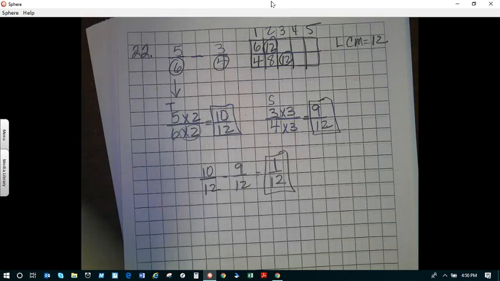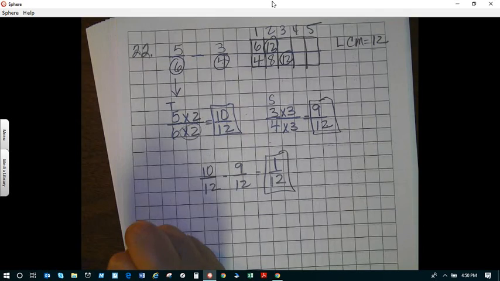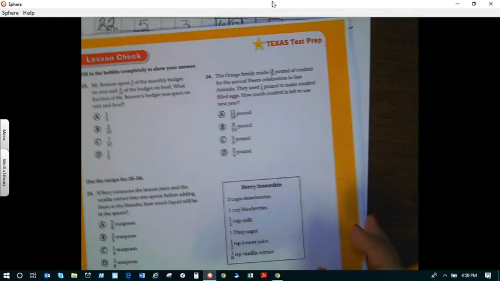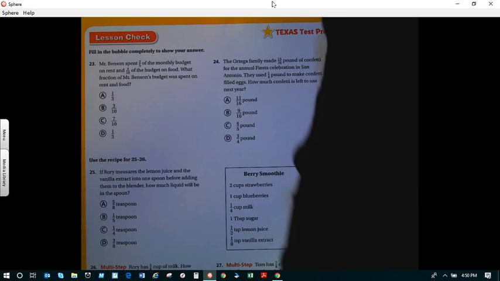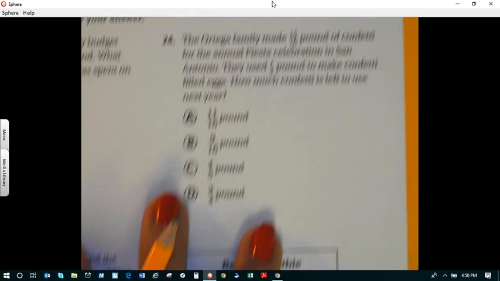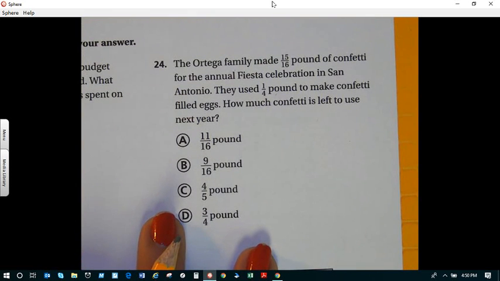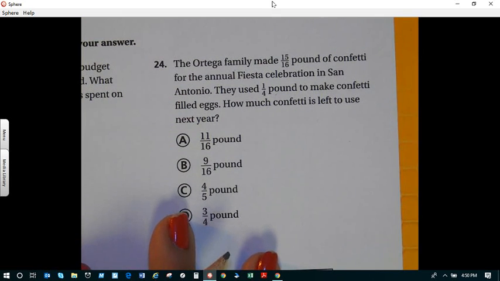You only have 2 problems on this page. We're looking at number 24 and number 26. Number 24 reads, the Ortega family made 15/16 pound of confetti. Let me enlarge this. There we go. For the annual fiesta celebration in San Antonio. They used 1/4 pound to make confetti-filled eggs. So how much confetti is left to use next year?